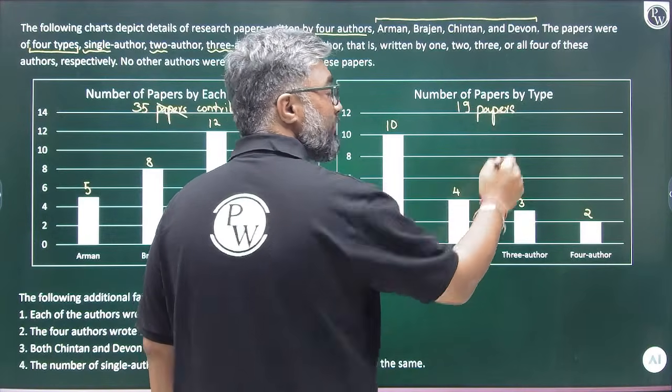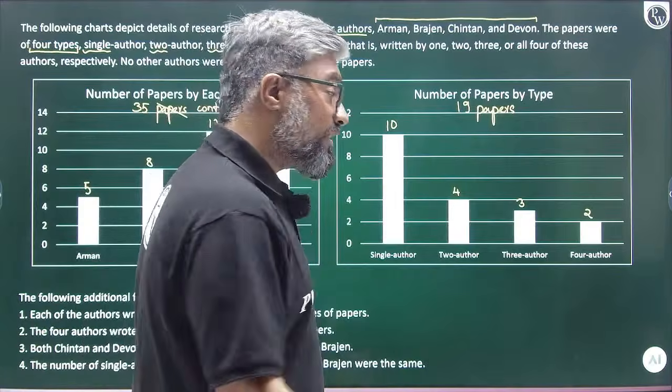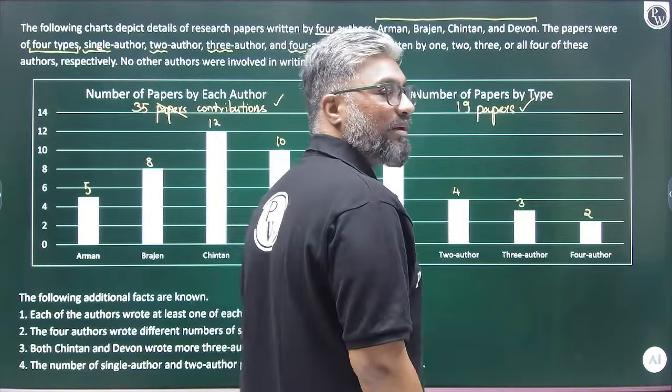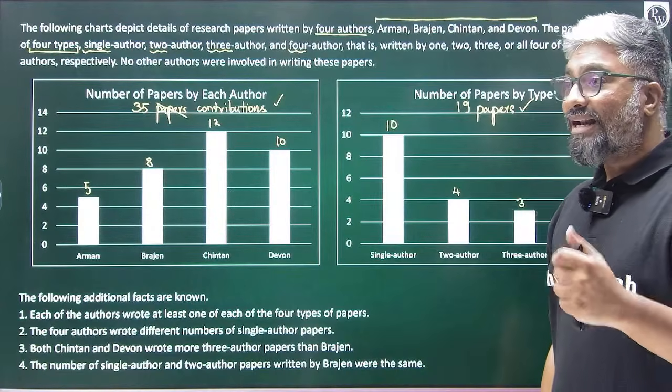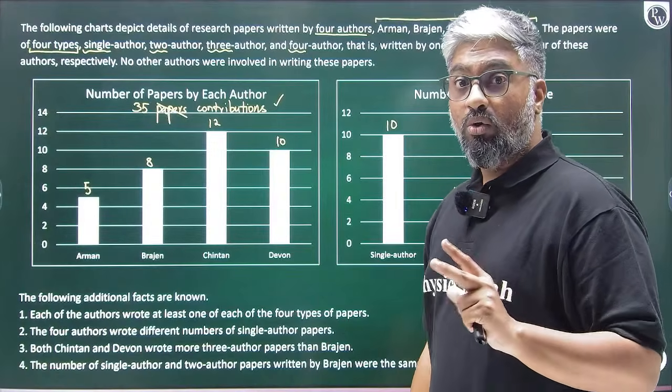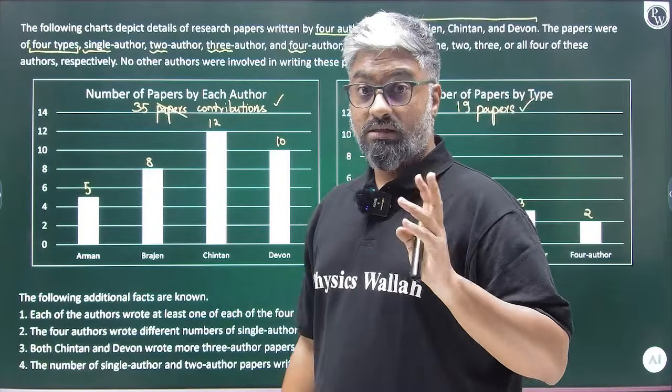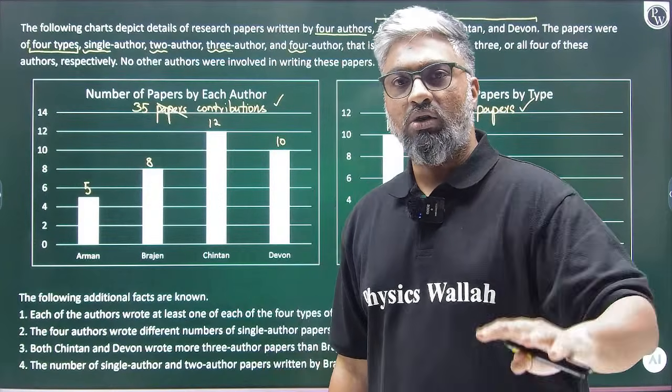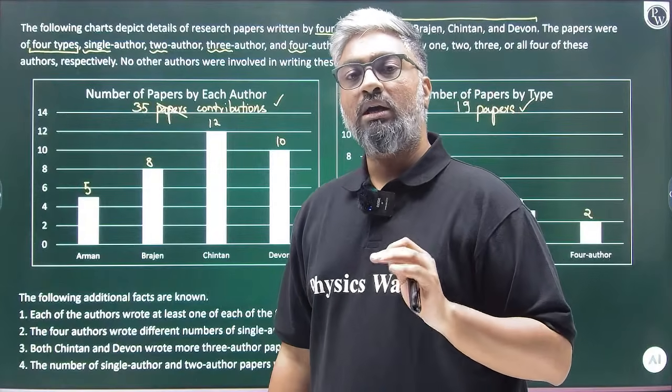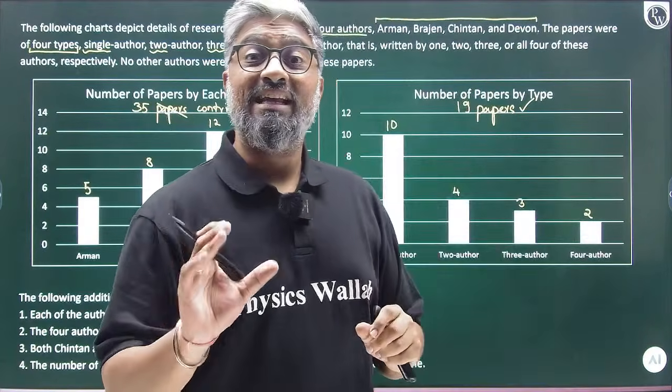Are there 19 papers? Oh yes, very much so. There are 19 papers. Got it? So on the whole, all the 4 authors, whether it is single contribution or double or triple or 4 contribution, there are a total of 19 unique papers.